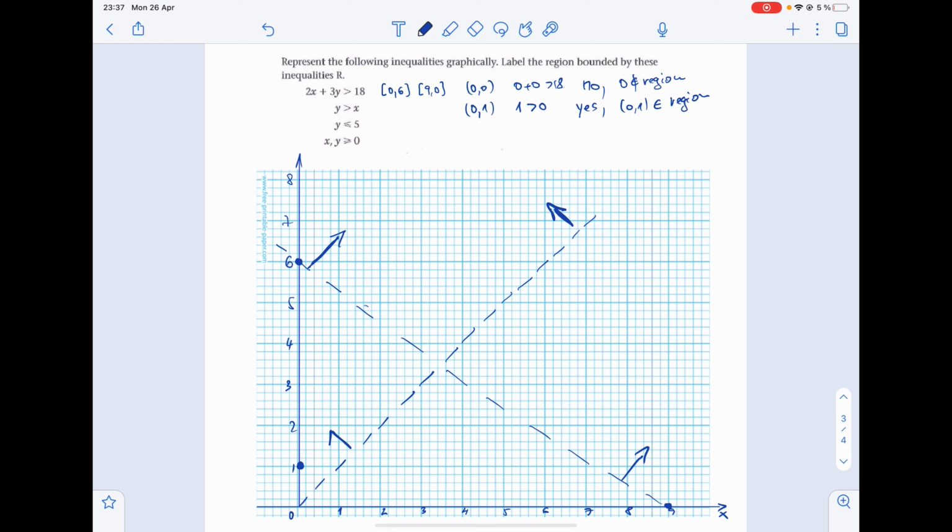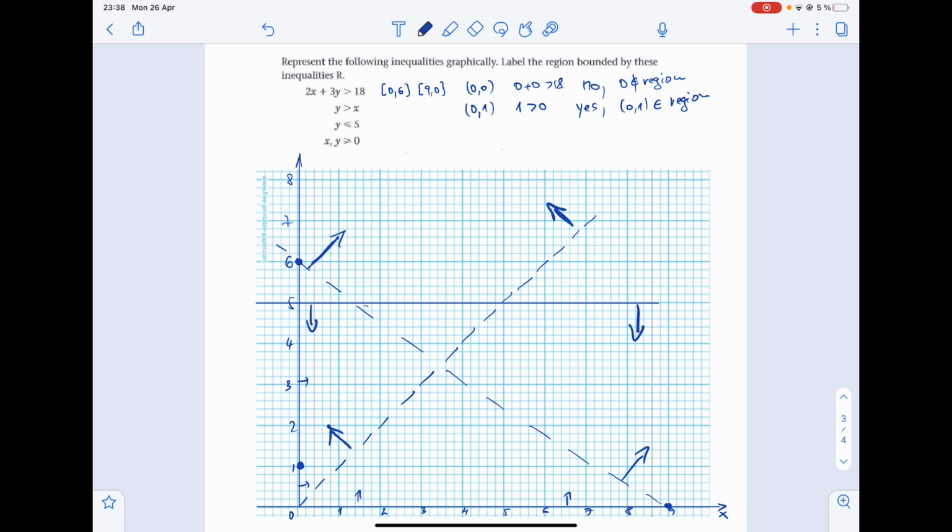This part I want. Then the next one is easy to sketch because it's y is less than or equal to 5, so it's a horizontal line. And it's a solid line because there is an equal sign and it's below. That means I am keeping this part. And then of course x and y are greater than or equal to 0. So if you want, you can mention it here, it's greater and it's greater.